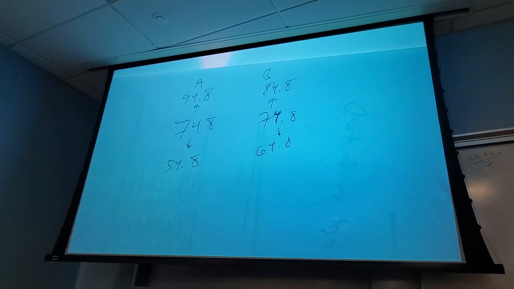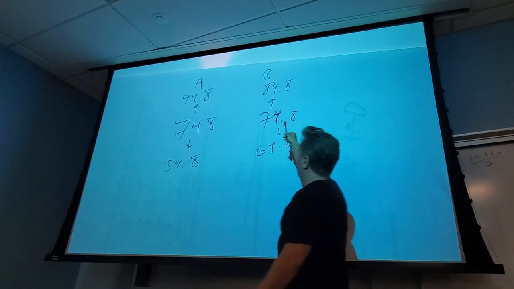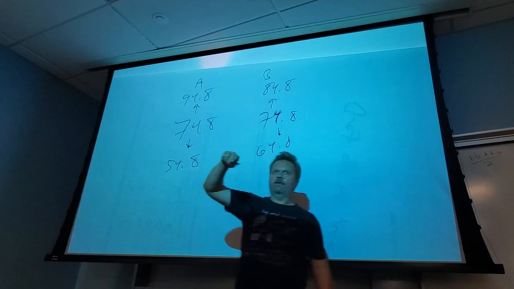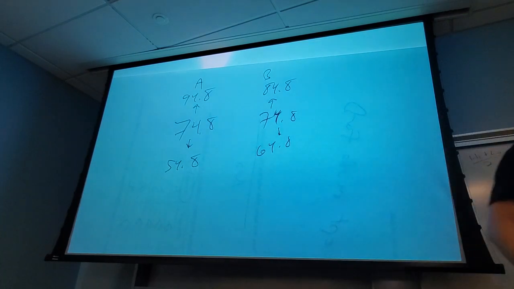So knowing the middle, knowing the average grade wasn't good enough to differentiate between the two. If I know the spread of their grades, now I can determine which one to take. Now, does anyone have an opinion about which professor they would take? B. I love it.